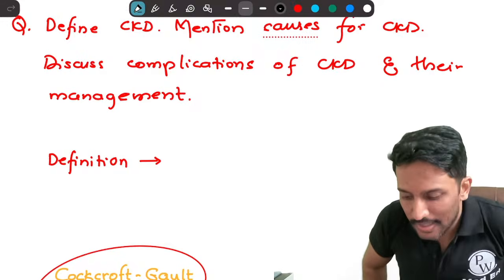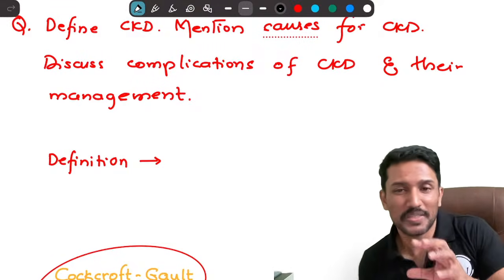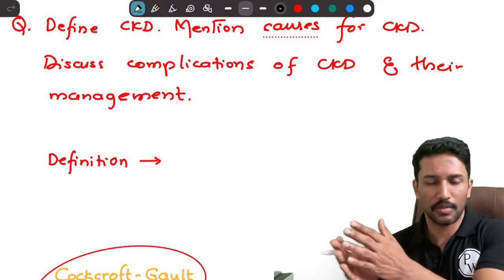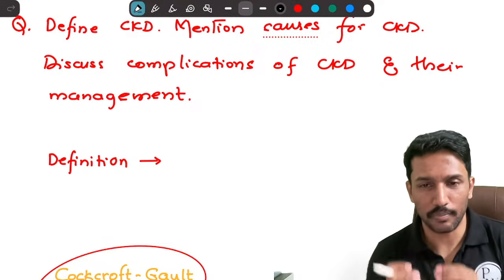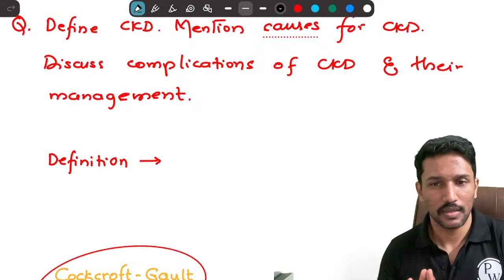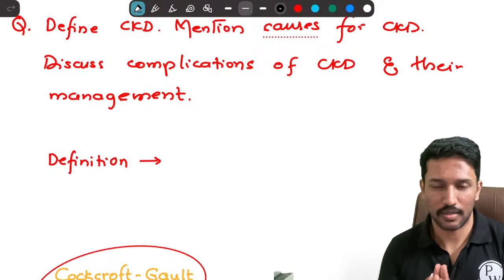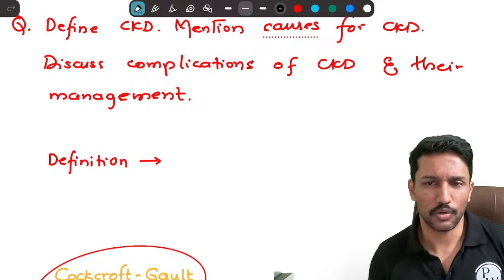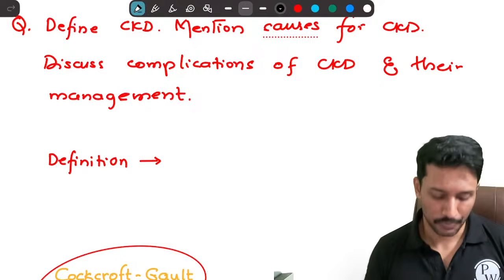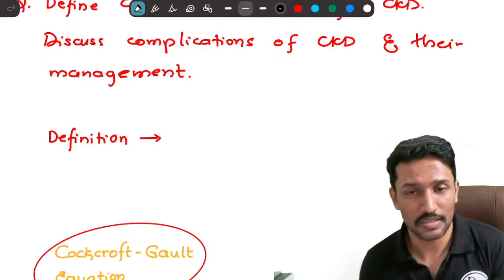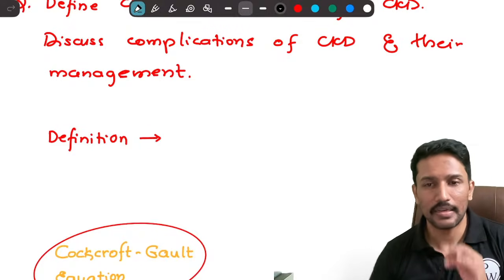Some universities might ask you to elaborate more specifically on one of the complications, like hyperkalemia, its evaluation and management, or CKD-related mineral bone disease, its evaluation and management, or uremia and its complications including uremic pericarditis. So we will delve deeper into some of the important complications. First, what is CKD? I know the full form is chronic kidney disease, but what is the technical definition?